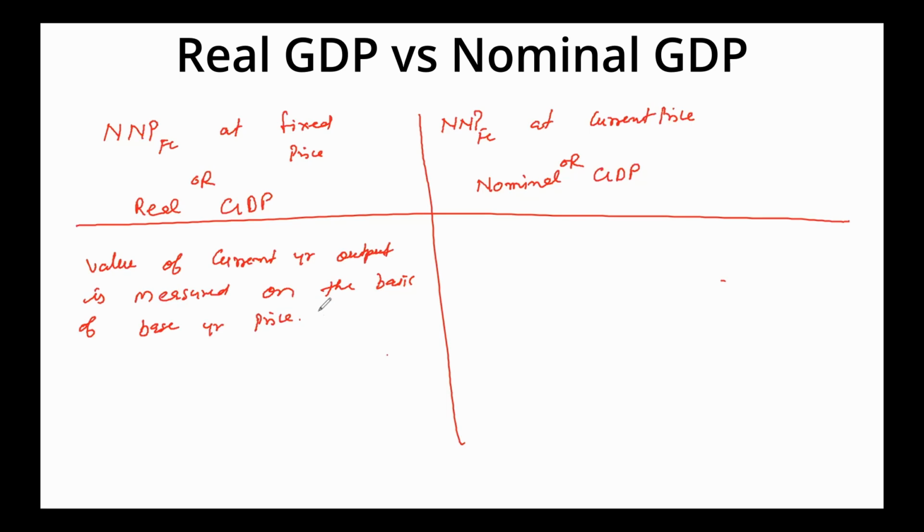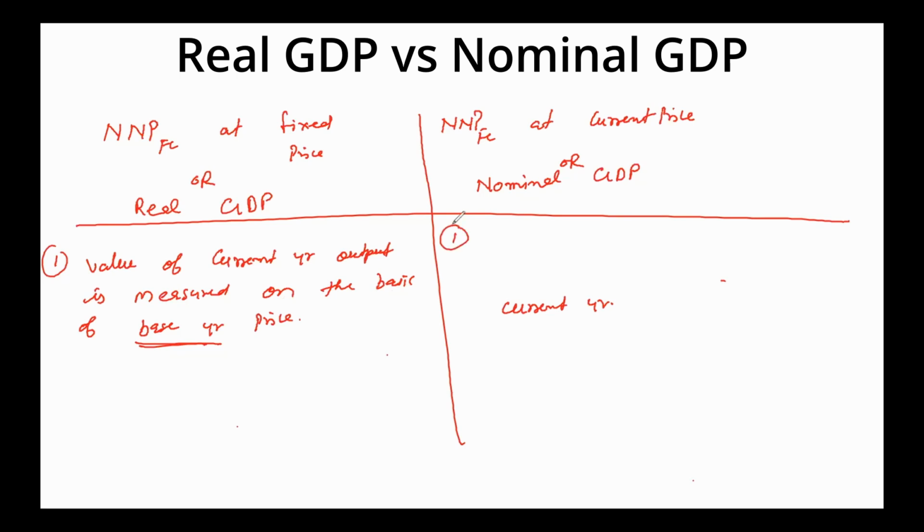And on the contrary, if the value of current year output is measured on the basis of current year price instead of base year price, it is called national income at current price or nominal GDP. So this is the definition, first point.